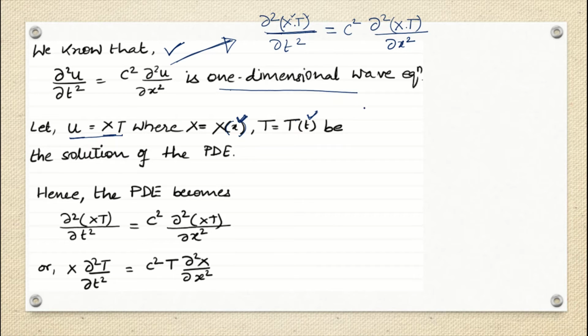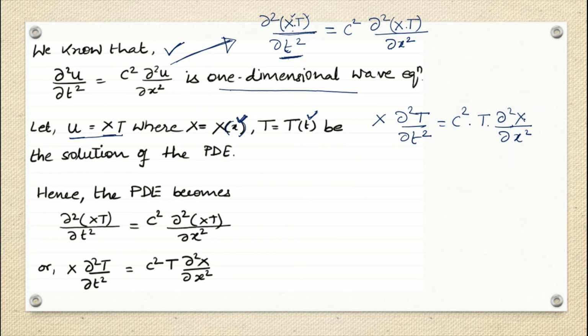For that, I am going to rewrite it. This is the partial derivative with respect to t, so X I am going to treat as a constant. If partial differentiation is with respect to one variable, we treat the other variable as constant. So I write X del 2 T by del t square. c square is as it is. Now again, since here the partial derivative is with respect to x, I treat T as constant and write it outside. Now this is del 2 capital X by del x square.